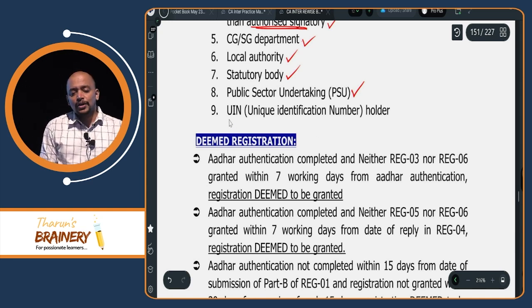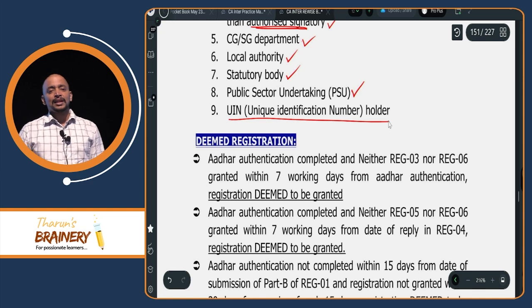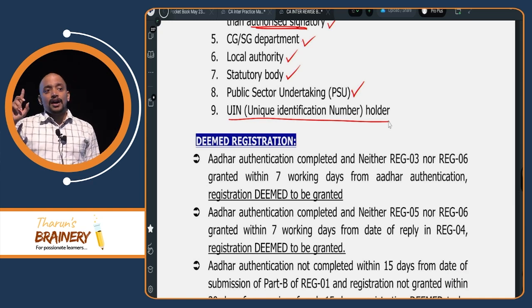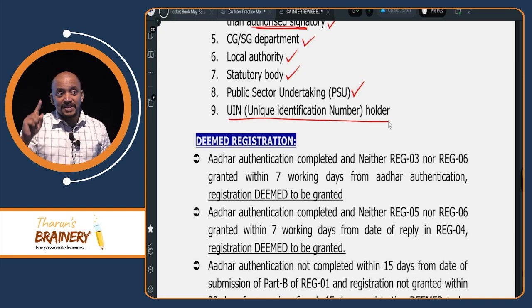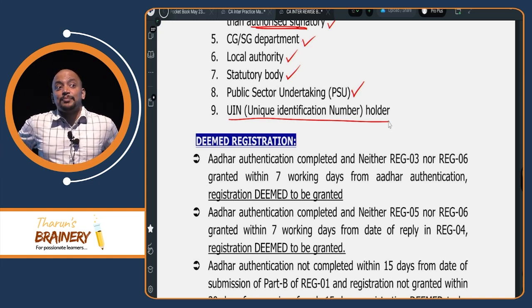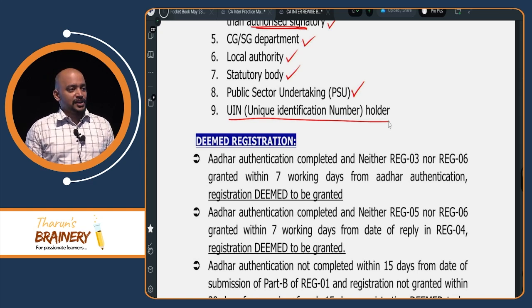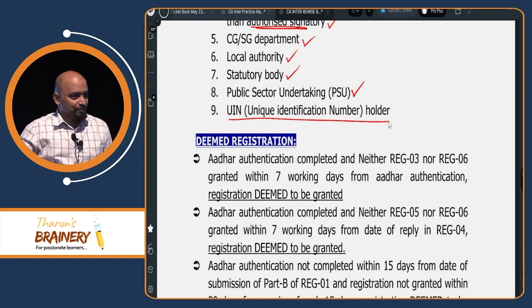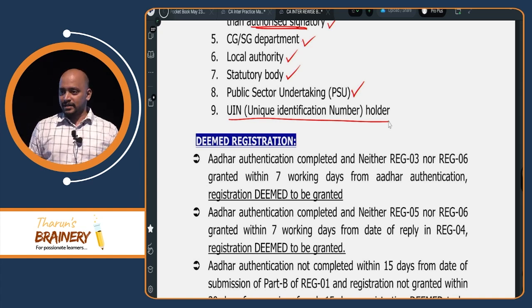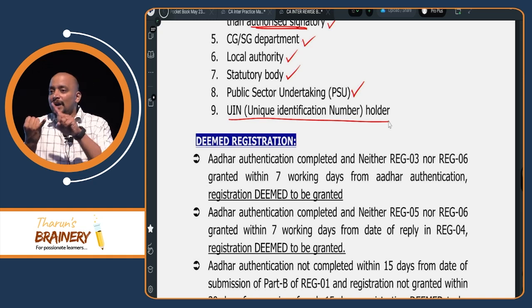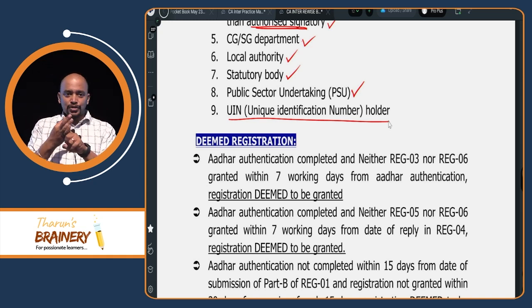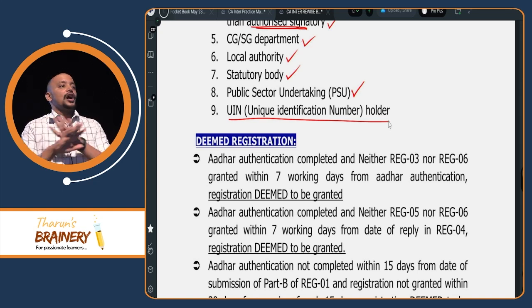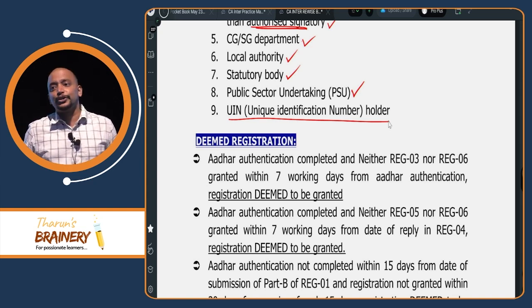Then last, UIN holder. Who is a UIN holder? UN embassy or consulate or UN agencies we discussed now. A foreign diplomatic mission located in India is exempted from payment of GST. So for them, one identification number will be given to get the refund of GST paid on inward supplies. So they are called UIN holders. So who are UIN holders? UN agency, embassy or consulate. So these people are also not required to undergo authentication as they do not belong to India.